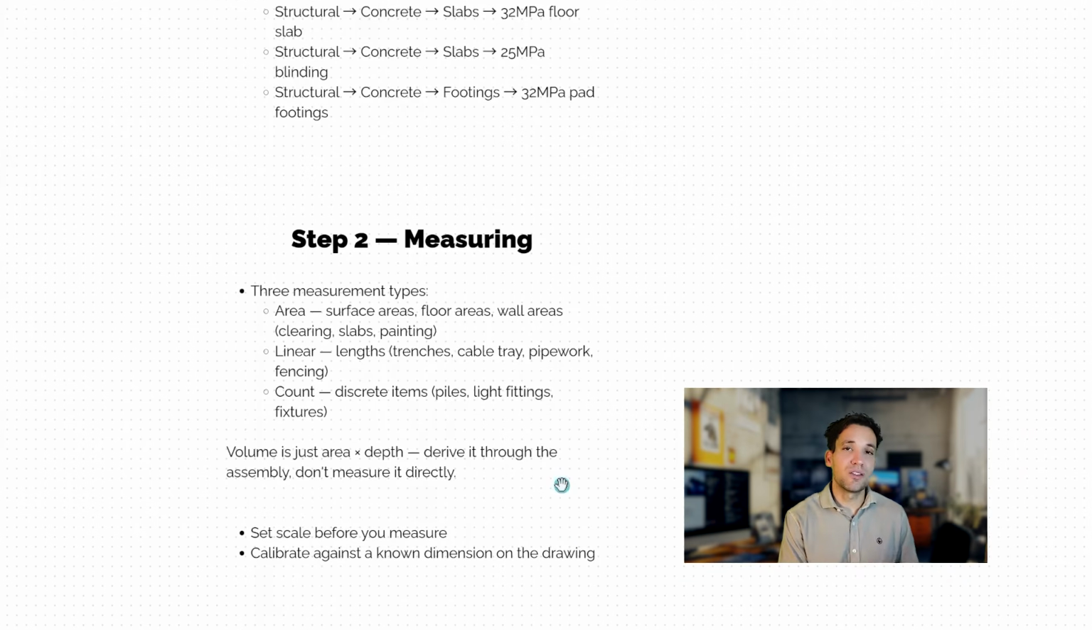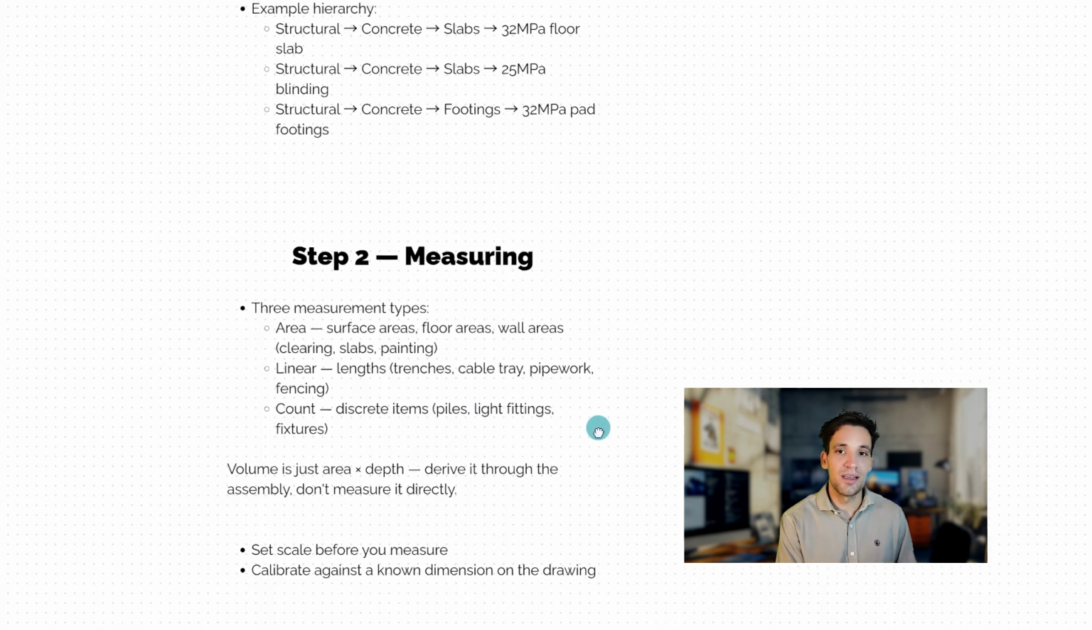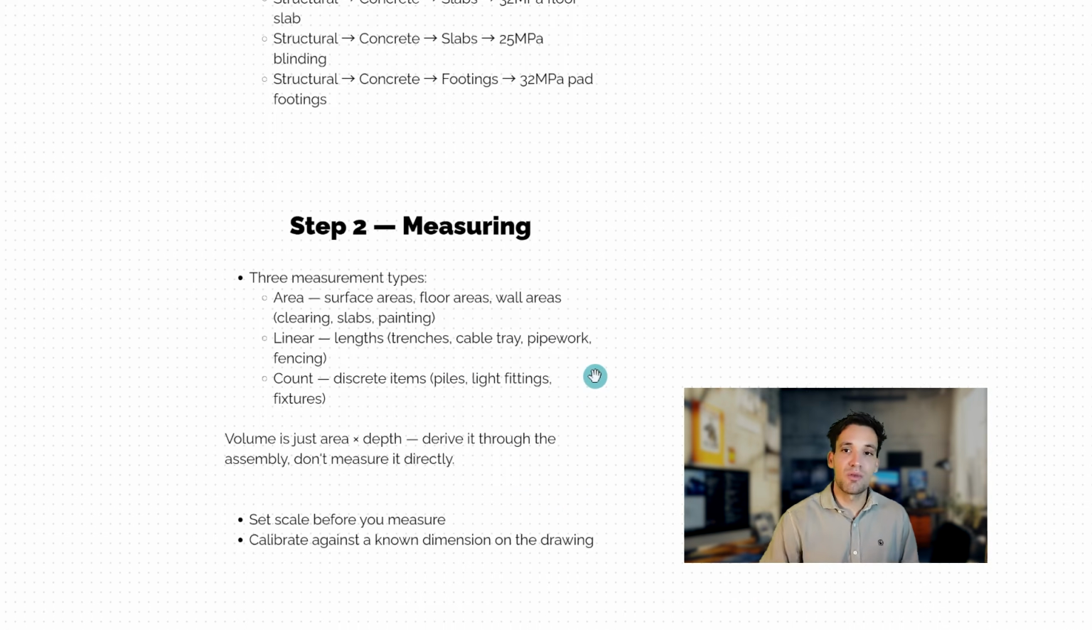And all measurements are really going to fall into three categories. We have area measurements, where we get the surface areas, floor areas, or wall areas. We have linear measurements, which is when we measure the lengths of trenches, cable tray, pipework, and fencing. And we have count measurements, where we do discrete counts of different items like piles, light fittings, and fixtures.